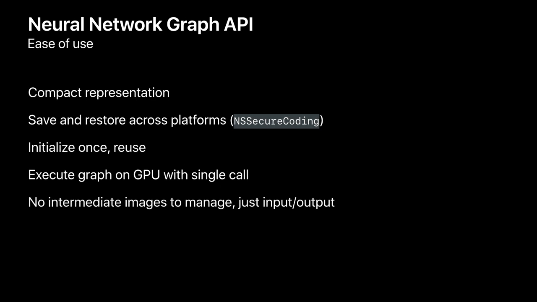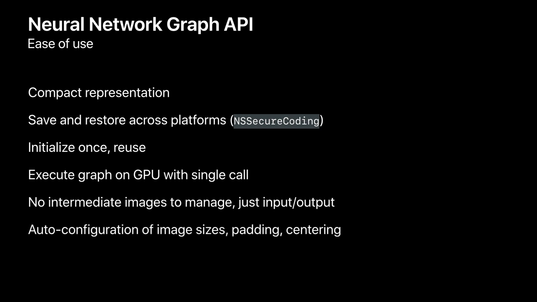Internally, we use metal heaps to make sure that the memory footprint of all of your intermediate images is as small as possible. For example, for the Inception v3 network, this means 5x memory savings and 10x fewer allocations, which I think is pretty impressive. So as I said, the graph does all the grunt work for you. It takes care of creating intermediate images. It takes care of sizing them. It even sizes your output. It takes care of the padding policies. It takes care of centering. So in short, it's a lot less code for you to write, and a lot fewer bugs for you to write as well.